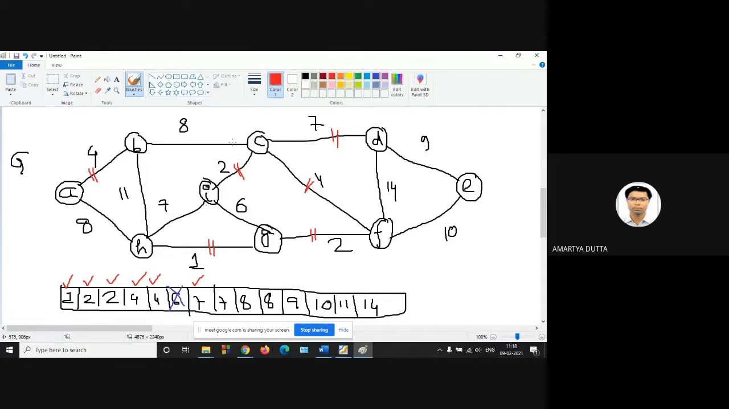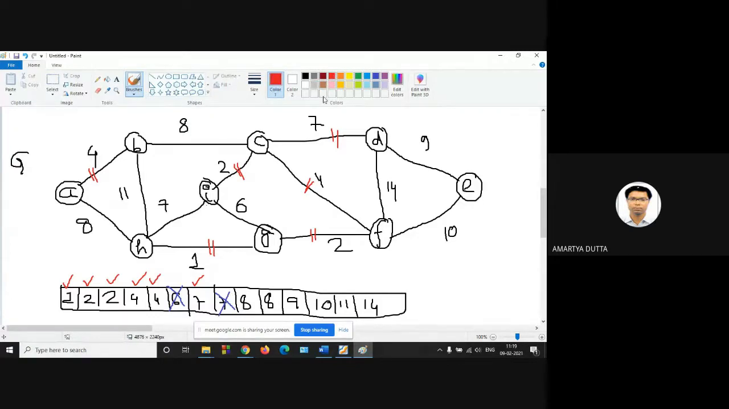We can also say that because H and G are connected, G and F are connected, F and C are connected, C can be imagined as the parent of H. So find set of I and H are same. So we can't take I and H. Okay, right? Yes, sir. So this 7 is cancelled out.